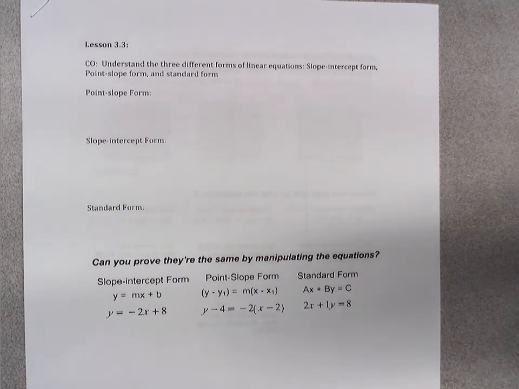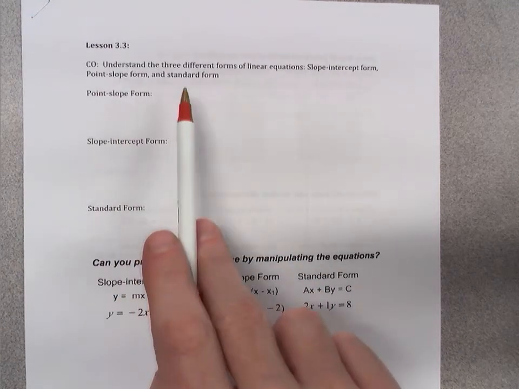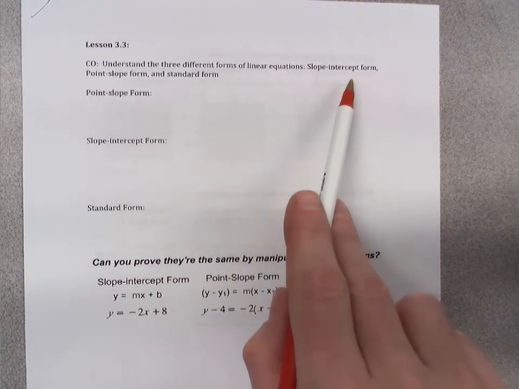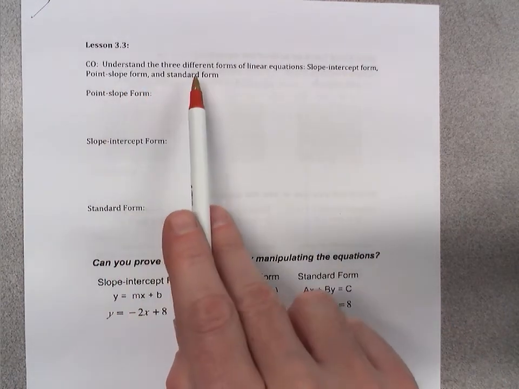Today we are looking at lesson 3.3. This is video part 1. So our content objective for today is to understand the three different forms of linear equations: slope-intercept form, which we've been working on in class, point-slope form, and standard form.